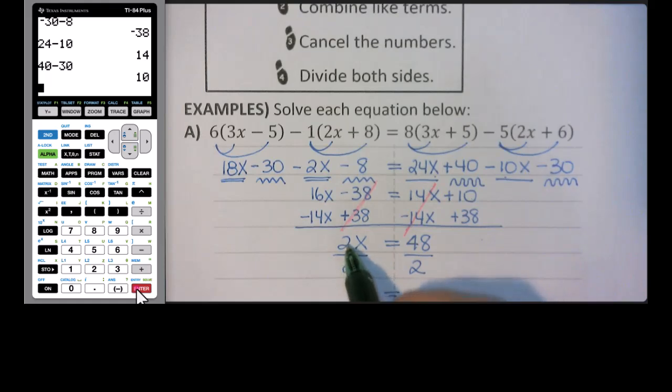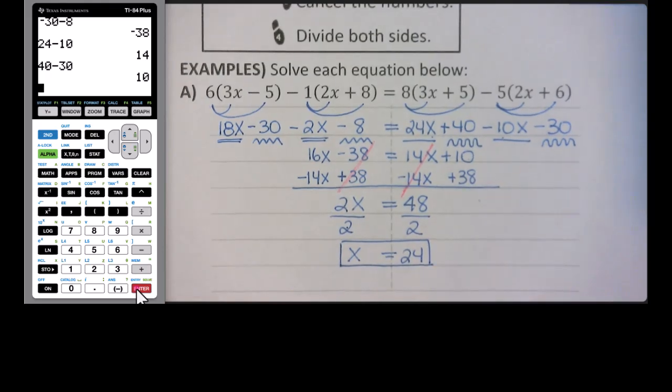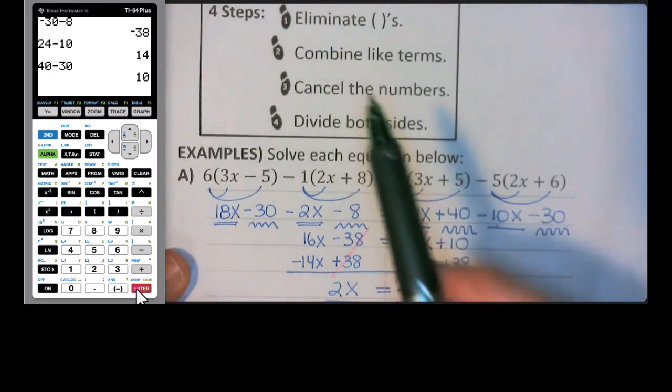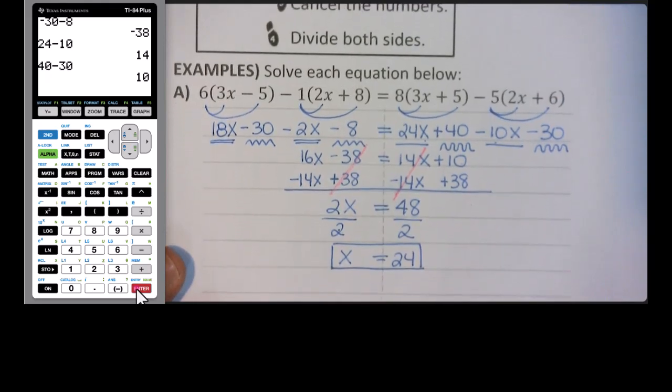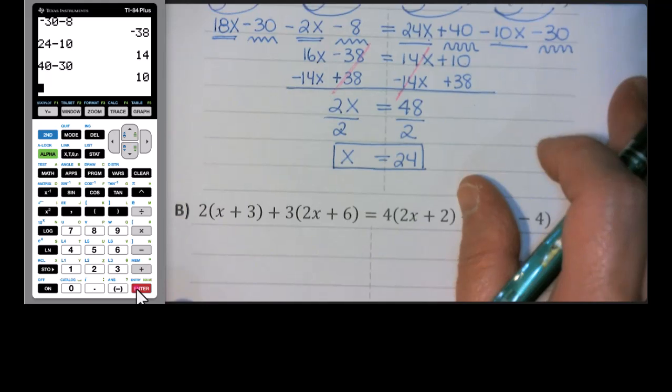And when we do that, 2x divided by 2 is 1x, and we usually don't write the 1. And 48 divided by 2 is 24. So there we go. We got the equation solved because we got the letter x by itself equals a number. And we did this by following the 4 steps. Okay, and if you follow these 4 steps, you will always get the answer. Okay, so let's go ahead and try another example.